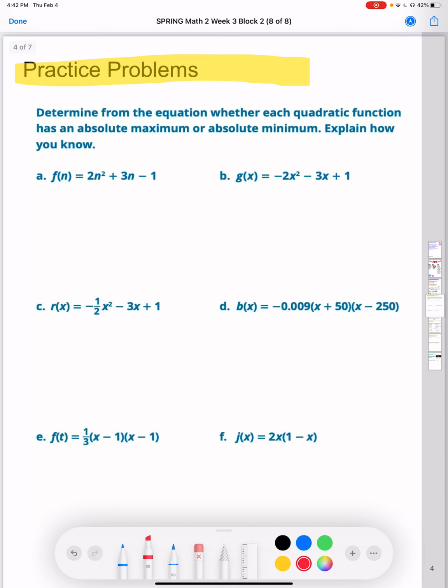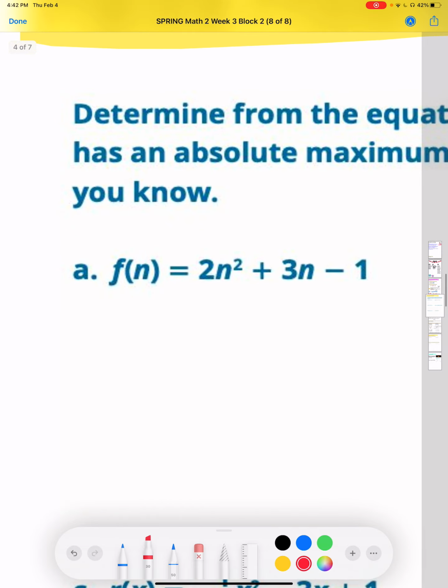Okay, so for these practice problems, we're asked to determine from the equation whether each quadratic function has an absolute maximum or an absolute minimum. Explain how you know. Okay, so here is the first example. We have f of n equals 2n squared plus 3n minus 1.